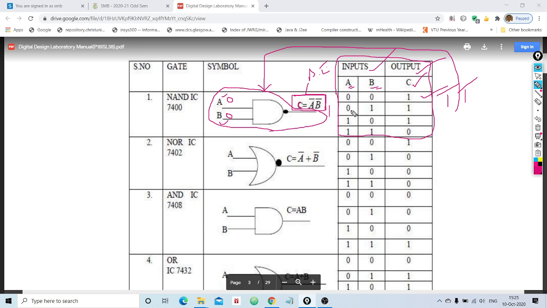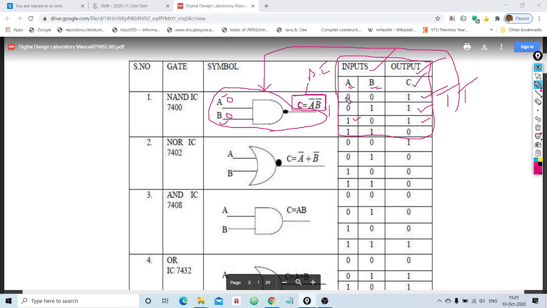Clear? Similarly, if I supply 0 as the A value and 1 as the B value, then I will get the C value as 1. If the A value is 1 and the B value is 0, then the output will be 1. If both inputs are 1 1, the output will be 0. See, this is the advantage of the truth table. It helps us understand how this electronic device, I mean logic gate, will work.